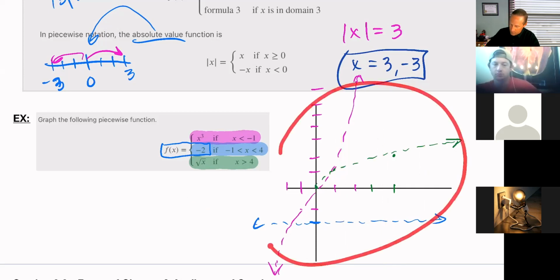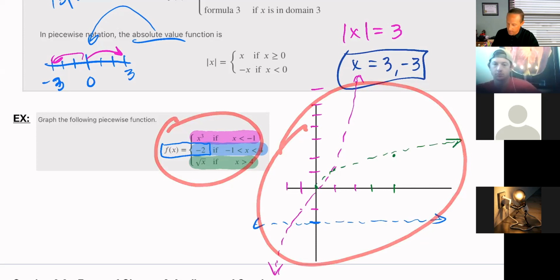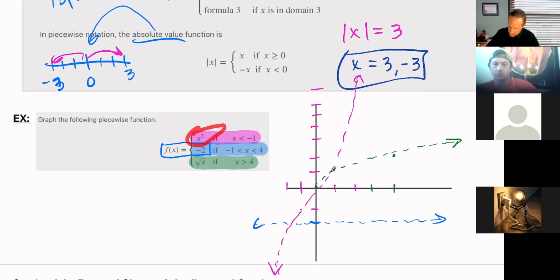So these are the 3 functions that we're going to have to take and only use the x cubed, the pink one here, when it's less than -1, which means I'm going to get rid of this part of it, and I'm going to start here and only have this. Does that make sense?